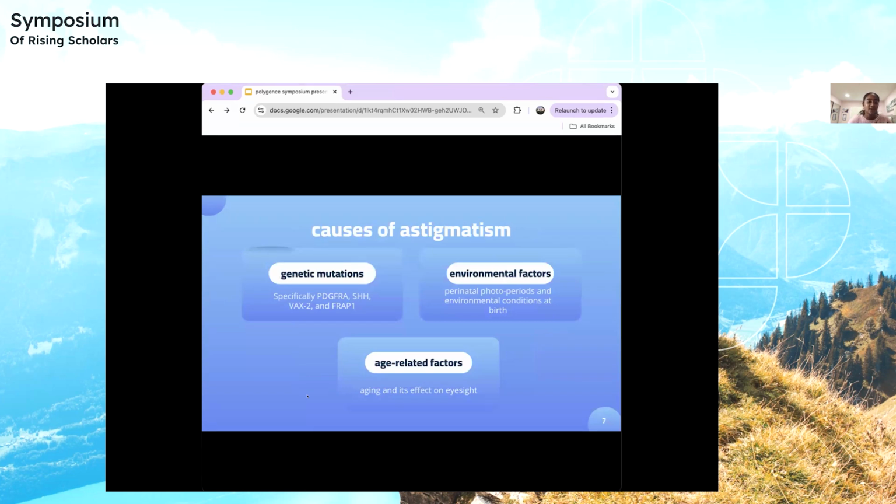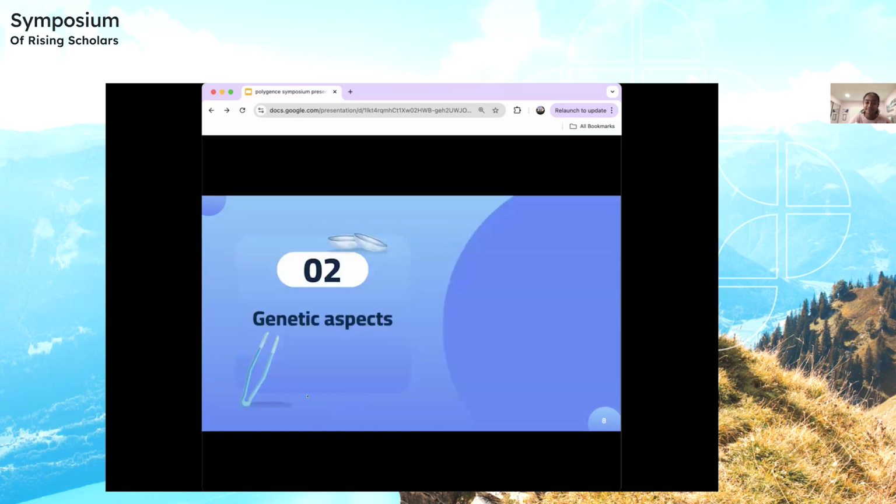So this caused me to wonder what are actually the origins that cause astigmatism. And there are three main factors that I have identified. The first one being genetic mutations, specifically on the genes PDGFRA, sonic hedgehog, BAX2, and FRAP1. Second, environmental factors, and how perinatal photoperiods, or being born in a summer month, and environmental conditions at birth could affect the prevalence of astigmatism. And finally, age-related factors, and if age, just as growing old, is something that could affect astigmatism.